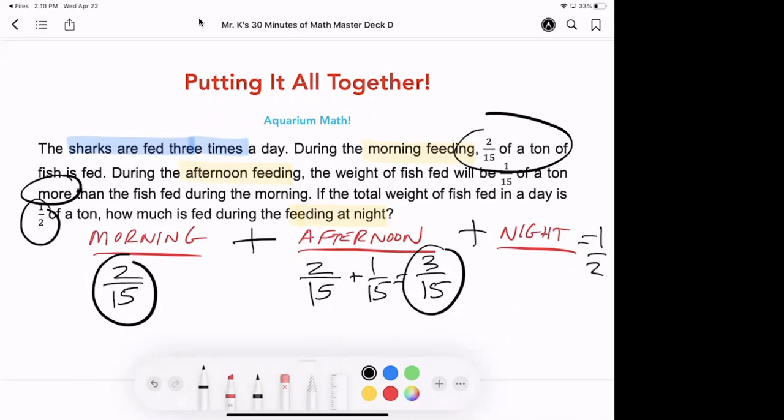All right, so let's look at it like this. That would tell us that morning 2/15 plus afternoon 3/15 plus night, we'll just say night, we don't know what night is, equals half of a ton. All right, so we've got 15ths and halves. Let's decompose both of those, 15ths and halves, into 30ths.